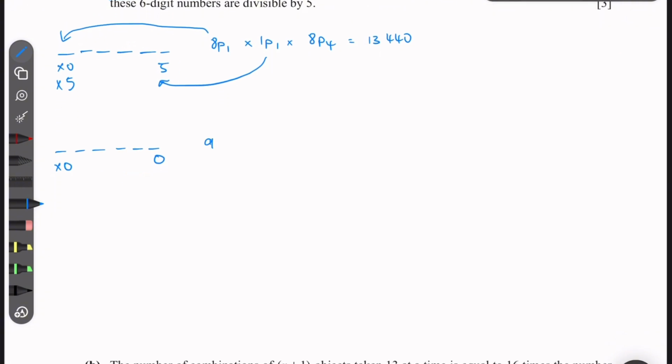And then once again, 9p1 times 1p1 times 8p4 equals 15120. And then you just add both of them.